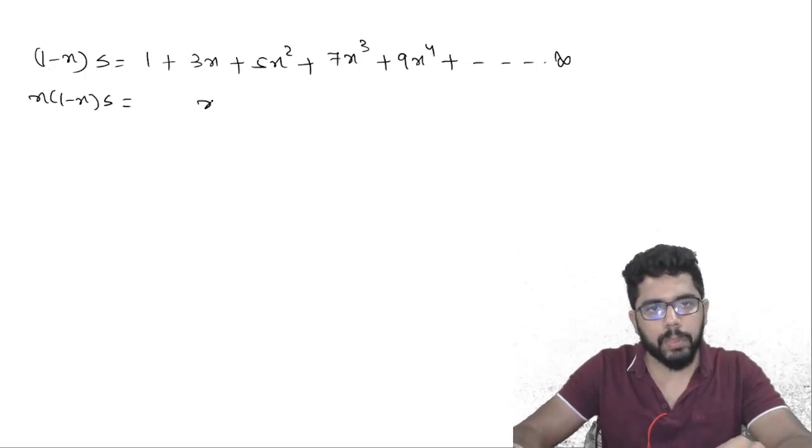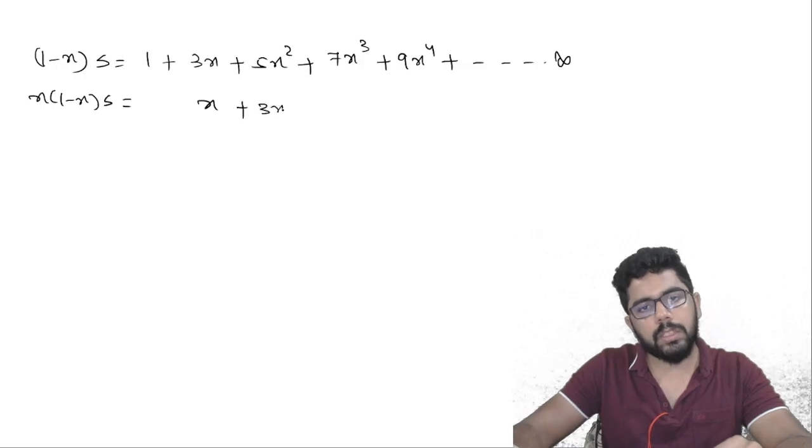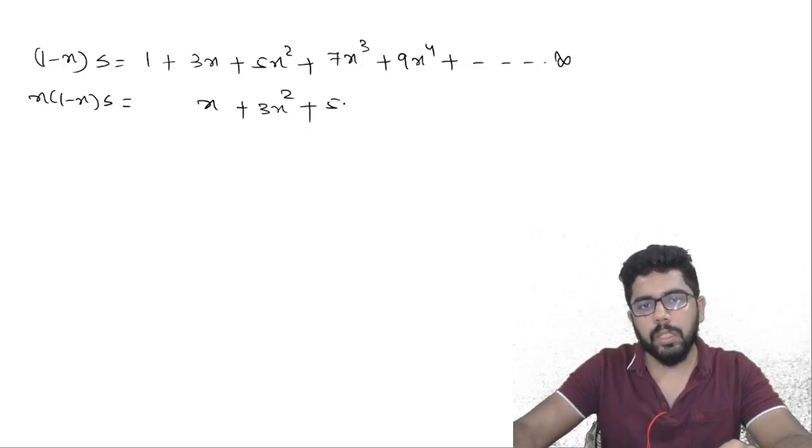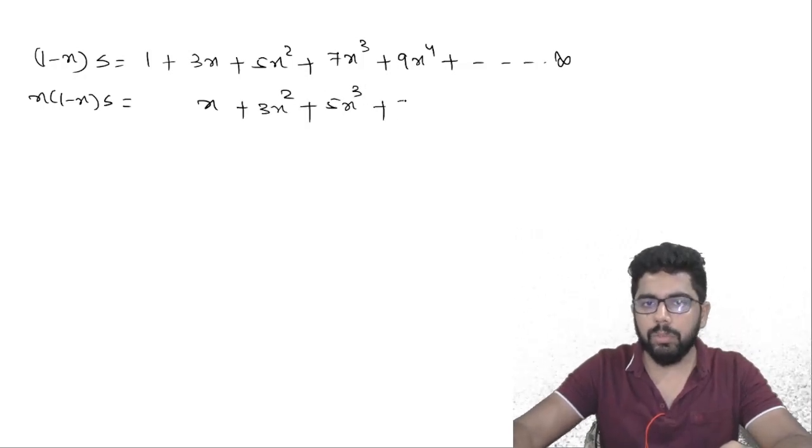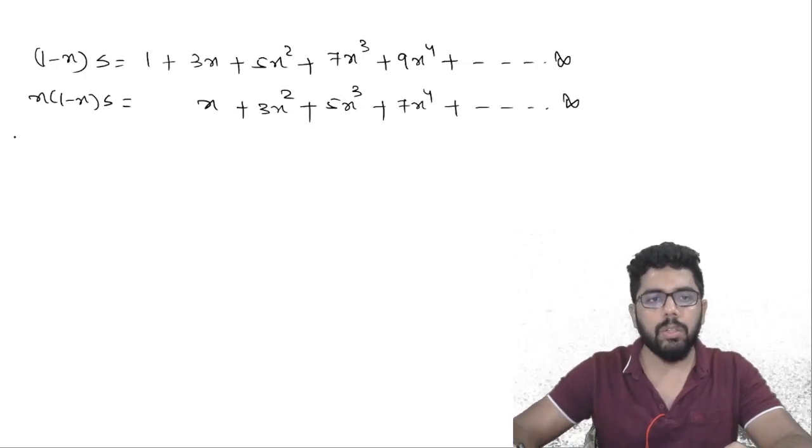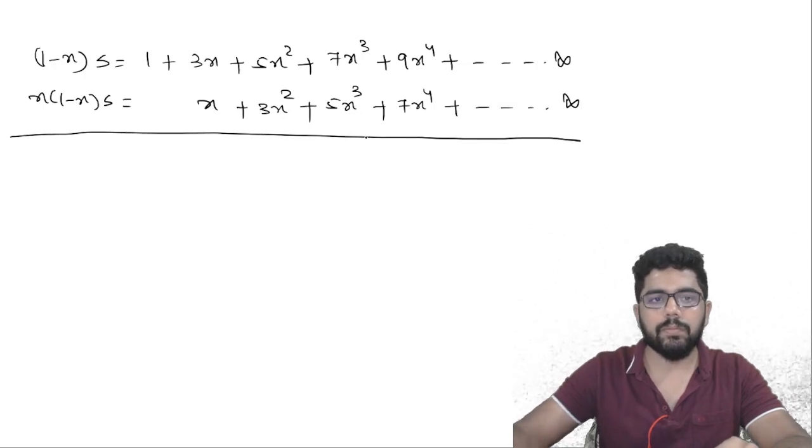So 1 into x will be x. I'll write it below 3x. Then 3x into x is 3x square. Then 5x into x is 5x cube. Similarly 7x to the power 4 and so on till infinity. Look what happens when you subtract.